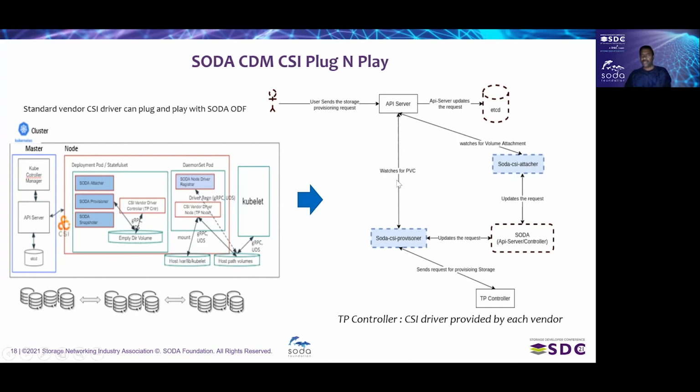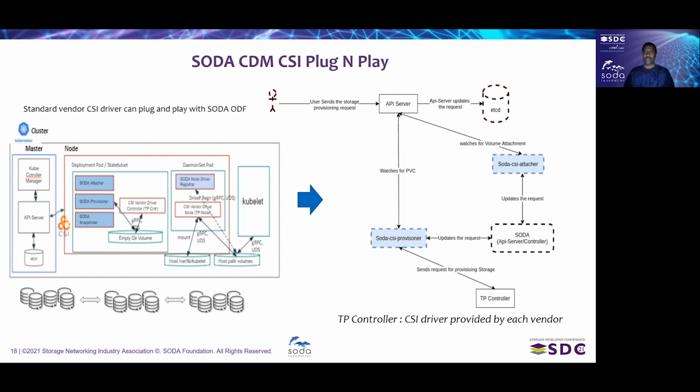On the right-hand side, this is plug and play, where a user request comes to the Kubernetes API server, and then it goes to the SODA provisioner. Then an update happens with our metadata, so that we have all the provisioned storage metadata within us, and we can manage very easily, in a unified, global way. Then the SODA provisioner will talk to the TP.